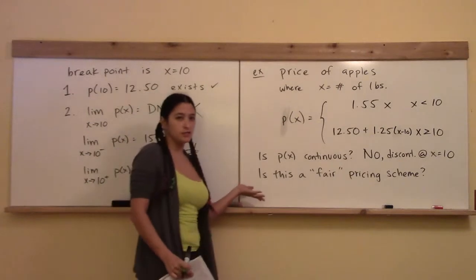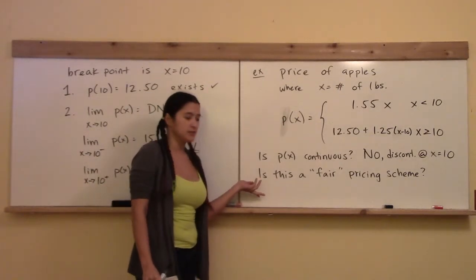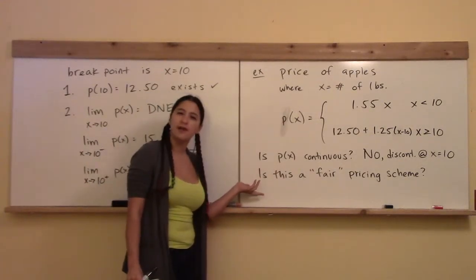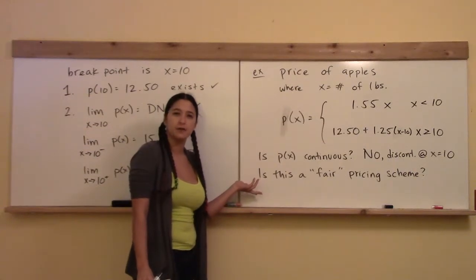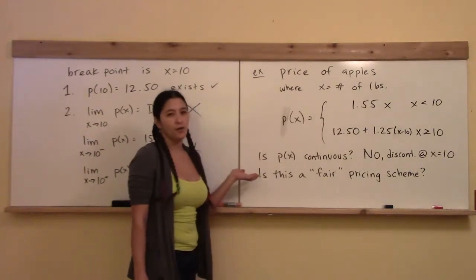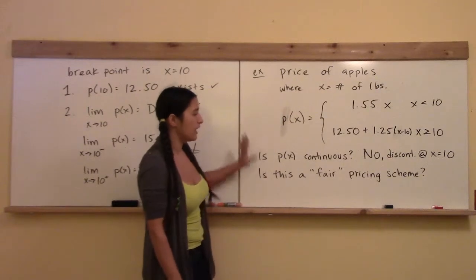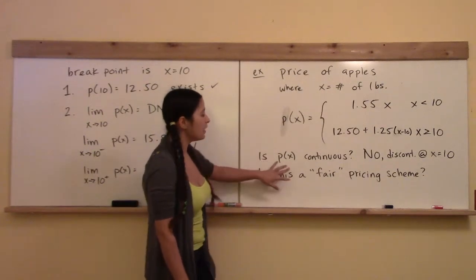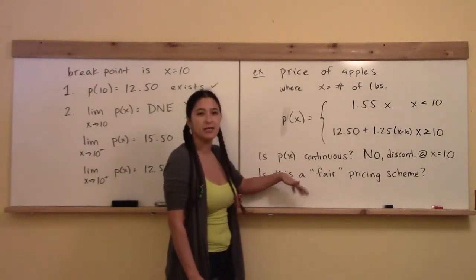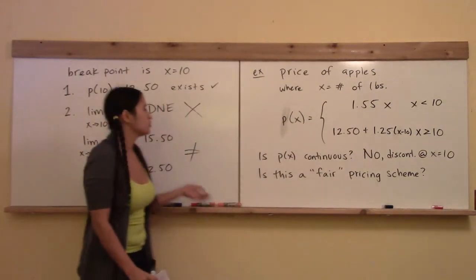Now my second question is a more interpretive question for business applications. Does it seem fair to have this pricing scheme for my apples? I would say no. And this is where we're going to start talking about the graphs of continuity. It's not fair if your price is going to make us jump all of a sudden, a strange jump.